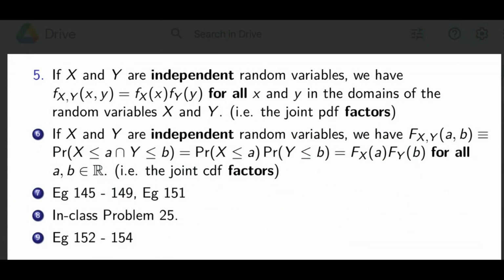So, of course, that's not a proof, but that's an easy way to understand it. Knowing that they're happening together does not change the probability of either of them happening, because they have nothing to do with each other. They're independent. All right, like that.